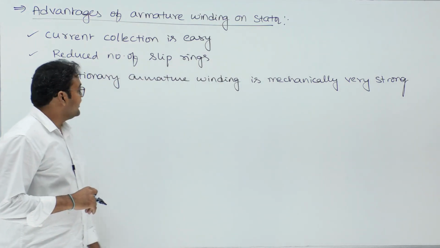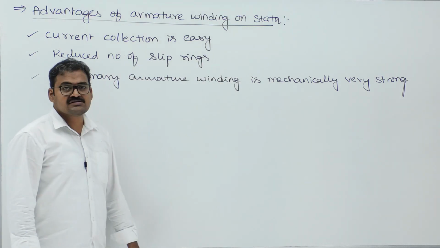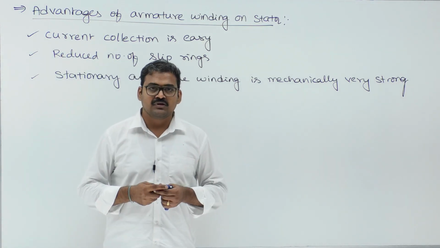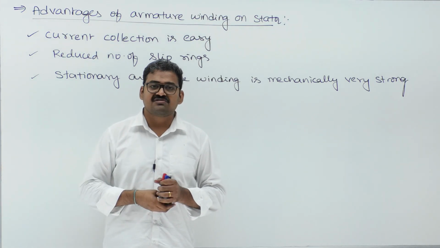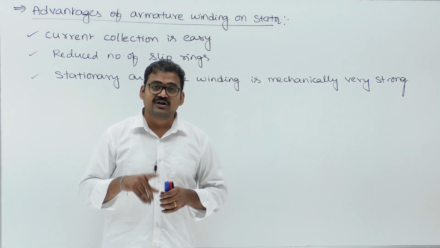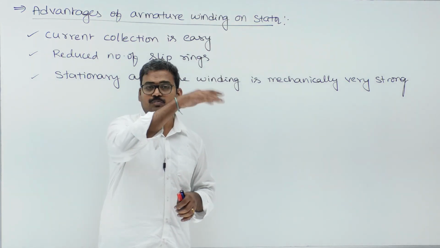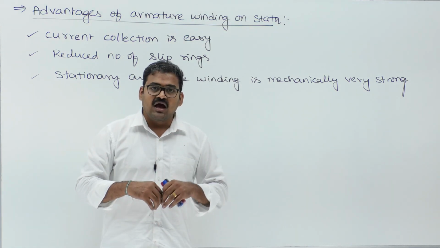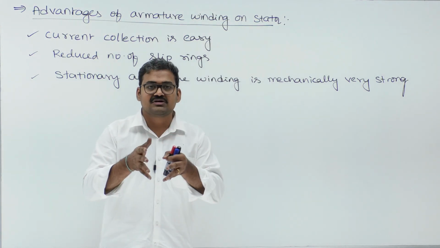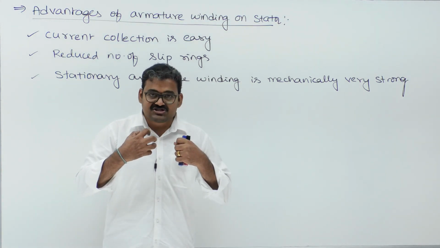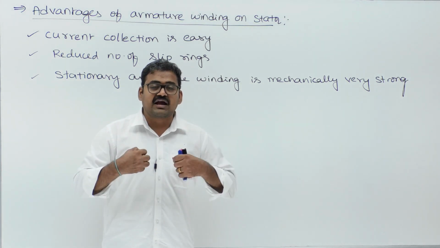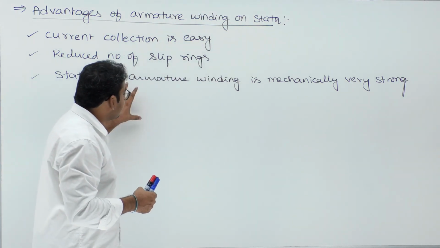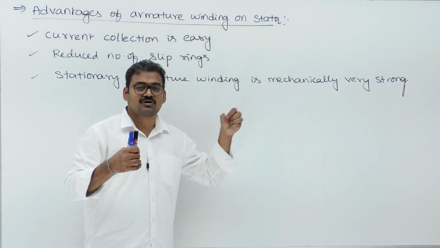The next point is stationary armature winding is mechanically very strong. We know as it is a rotating electrical machine, harmonics are always involved because flux will never be pure sinusoidal. I told you in induction machine as well. It will be a flat topped wave usually. That flat topped flux wave will have a number of harmonics in it. And those harmonics will create harmonic torques. And if armature winding is stationary, it can withstand all the mechanical forces created by the harmonics. That's why mechanically a stationary armature winding is very, very strong.